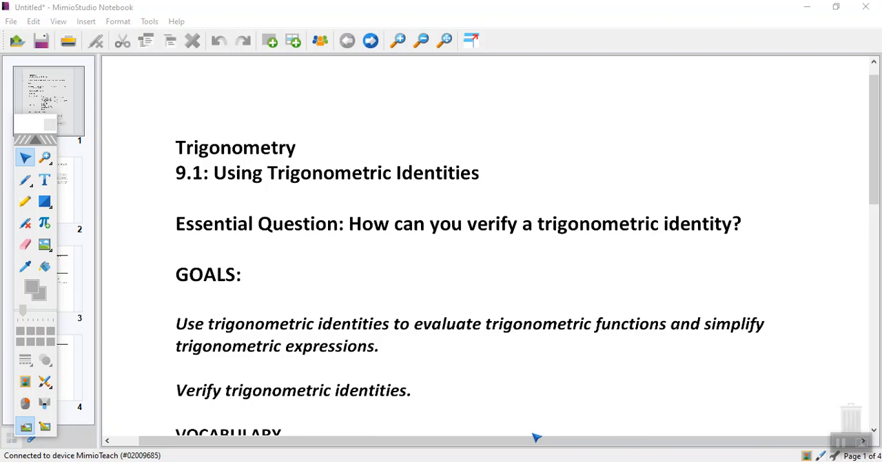How can you verify a trigonometric identity? Yep, how do you verify it? Guys, verify right here means to show. It's going to mean to show equality, all right? It's going to mean to show something is equal to something else there. That's what verify is going to mean today, all right?